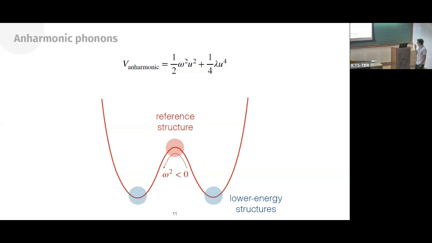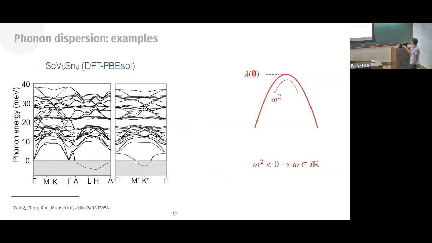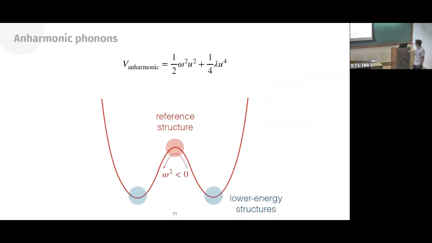So in order to fully characterize these systems where you have negative eigenvalues for the Hessian or imaginary frequencies, the harmonic approximation is not enough, because the harmonic approximation just looks at the curvature near the reference structure. So you need to go beyond the harmonic approximation. Here you have a simple model where I look at the quartic potential. So I have a harmonic term and then a fourth order term. And I focus on an example where omega squared is negative.